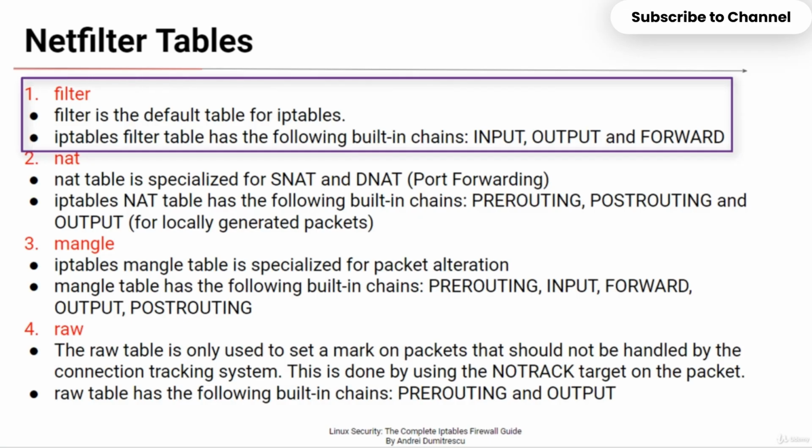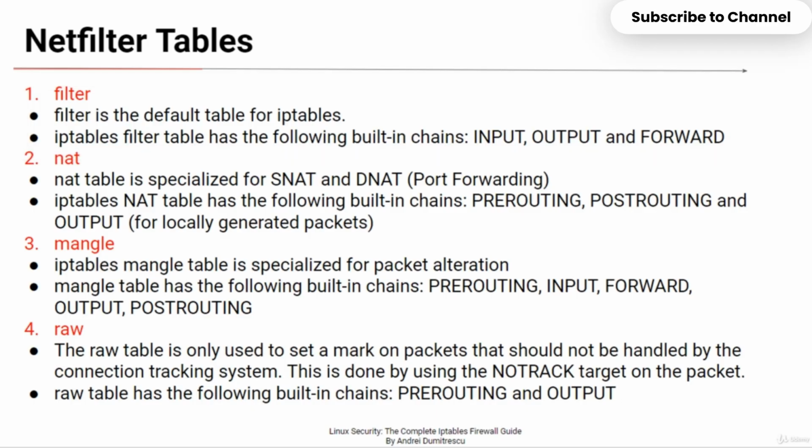The filter table is one of the most widely used tables in iptables. It's the default table and is where all the actions typically associated with a firewall take place. This is where the decision of accepting or dropping each packet is taken. Being the default table means that when we add or remove a firewall rule, if we don't specify the table's name, it will automatically consider the filter table.